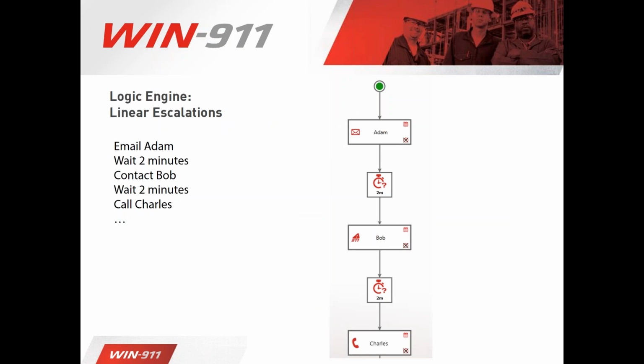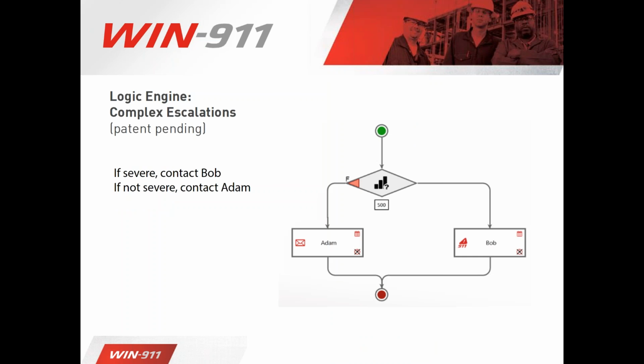What we're going to focus on today are the advanced tactics and strategies. Here we see an example of a linear escalation that can be accomplished using the tools that we have in Enterprise Edition. In this case, we're sending an email to Adam, waiting for a 2-minute delay, sending a mobile alert to Bob, and waiting another 2 minutes and sending an alert to Charles. We can also do complex escalations using decision blocks. Here we see an example of using the severity decision block to route alarms to Bob or Adam based on the severity of the alarm.